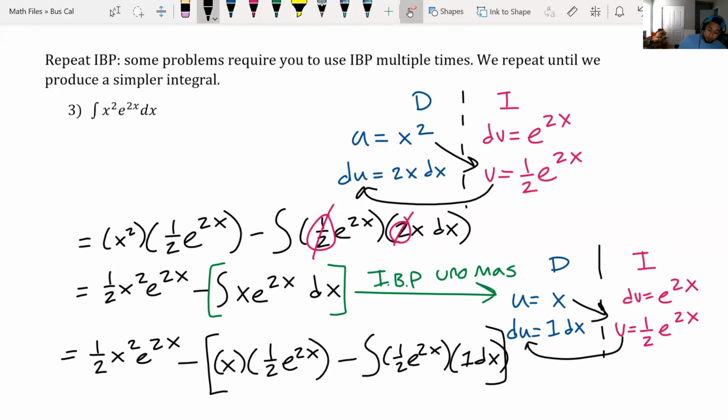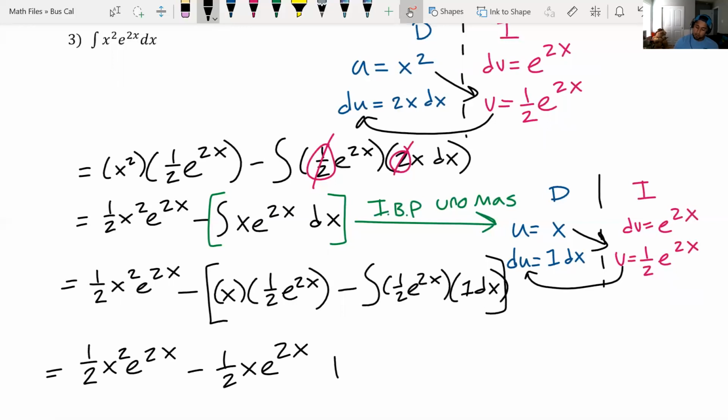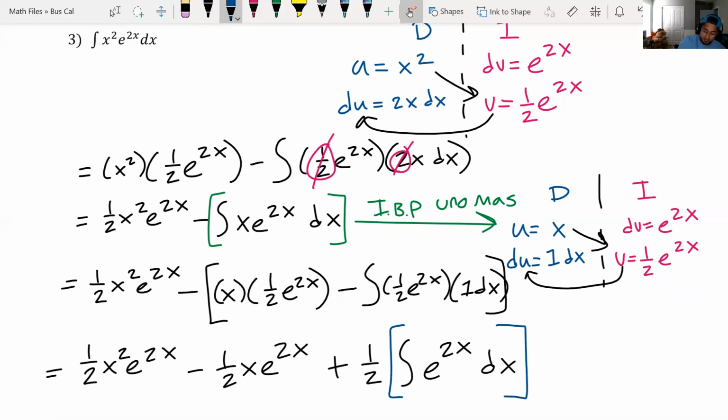Okay, so now let's make things look pretty. I'm going to distribute this negative to all of them. So I'll have 1/2 x squared e to the 2x minus 1/2 x e to the 2x plus 1/2 times the integral of e to the 2x dx. We're almost there, guys. All we need now is to find the integral of e to the 2x, and it's done.